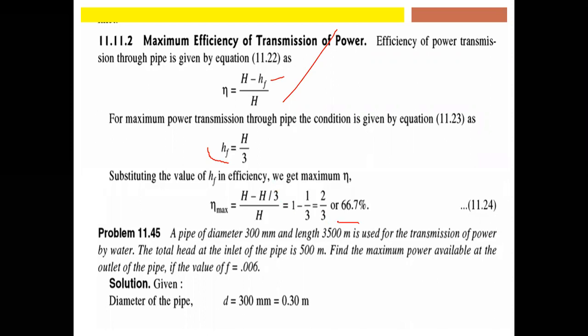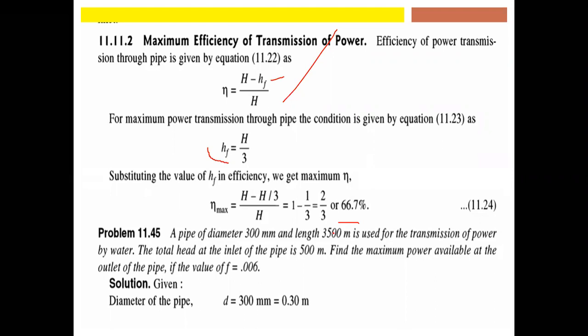1 minus 1 by 3 is equal to 3 minus 1, which is 2, so 2 by 3 or 66.7%. So like this we can also do the problems whenever we are getting power as a concept.